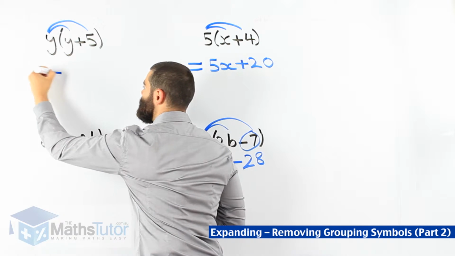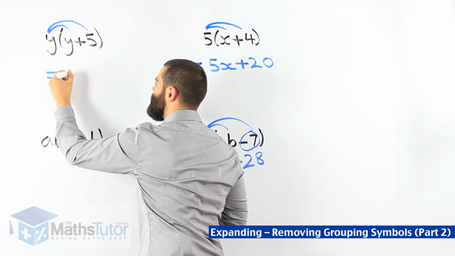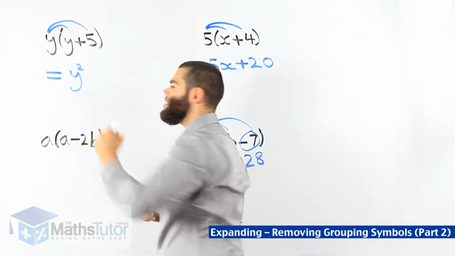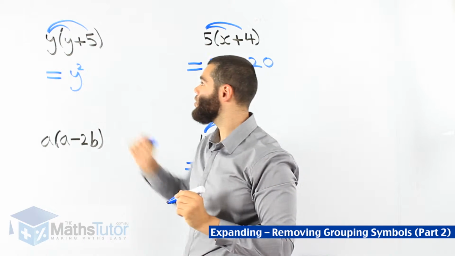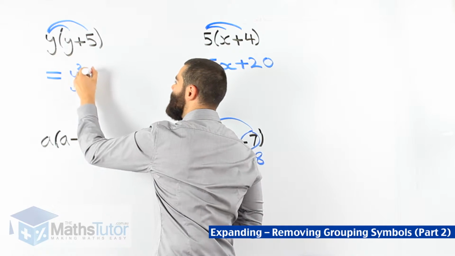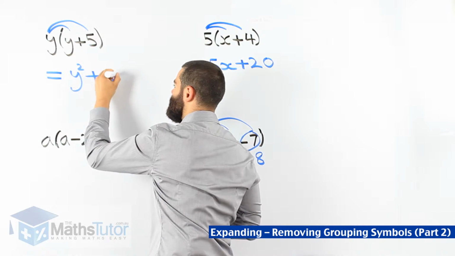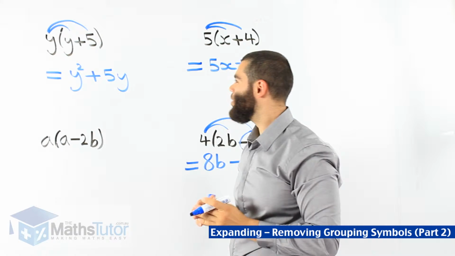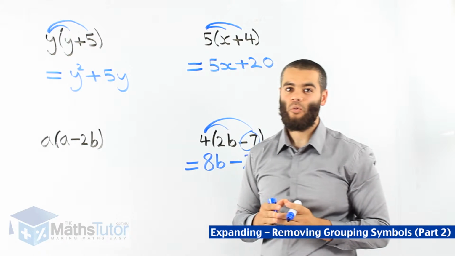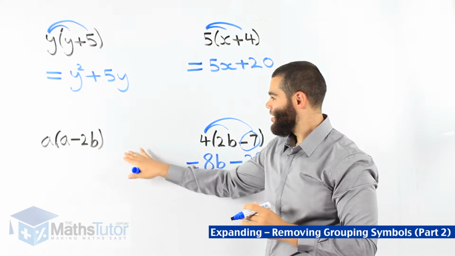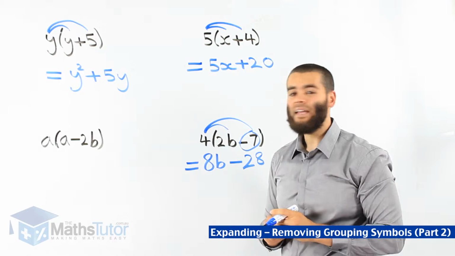So we're expanding. Y times y, we know is y squared. Very important not to forget the little 2 on top. And then y times 5 is 5y. So y squared plus 5y. It is that easy.